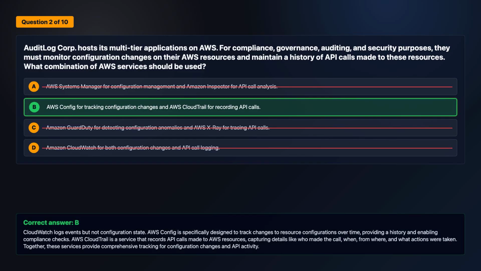The correct answer is option B. CloudWatch logs events but not configuration state. AWS Config is specifically designed to track changes to resource configurations over time, providing a history and enabling compliance checks. AWS CloudTrail is a service that records API calls made to AWS resources, capturing details like who made the call, when, from where, and what actions were taken. Together, these services provide comprehensive tracking for configuration changes and API activity.